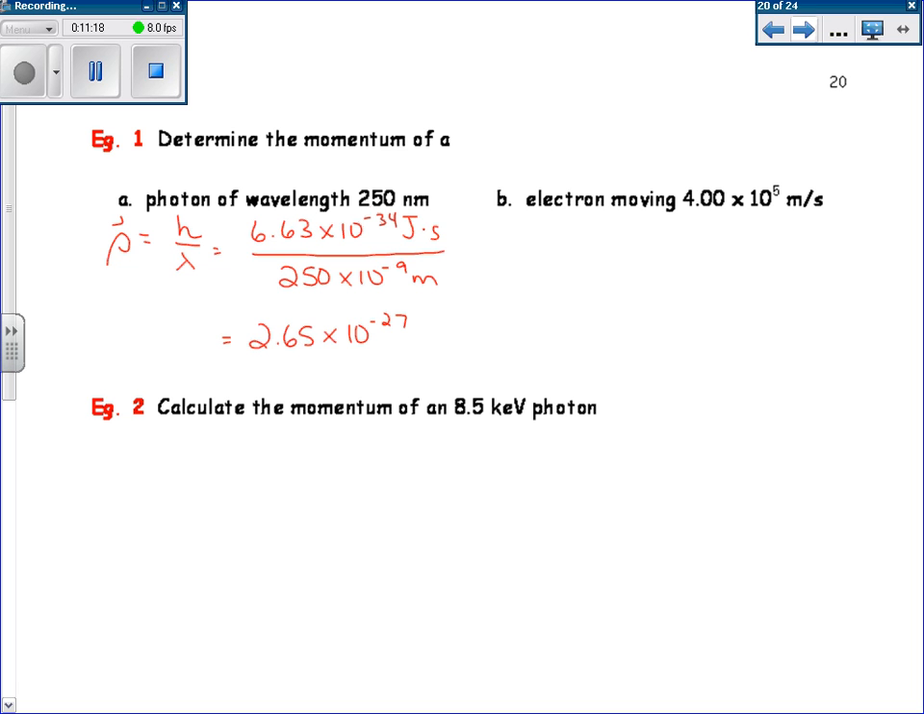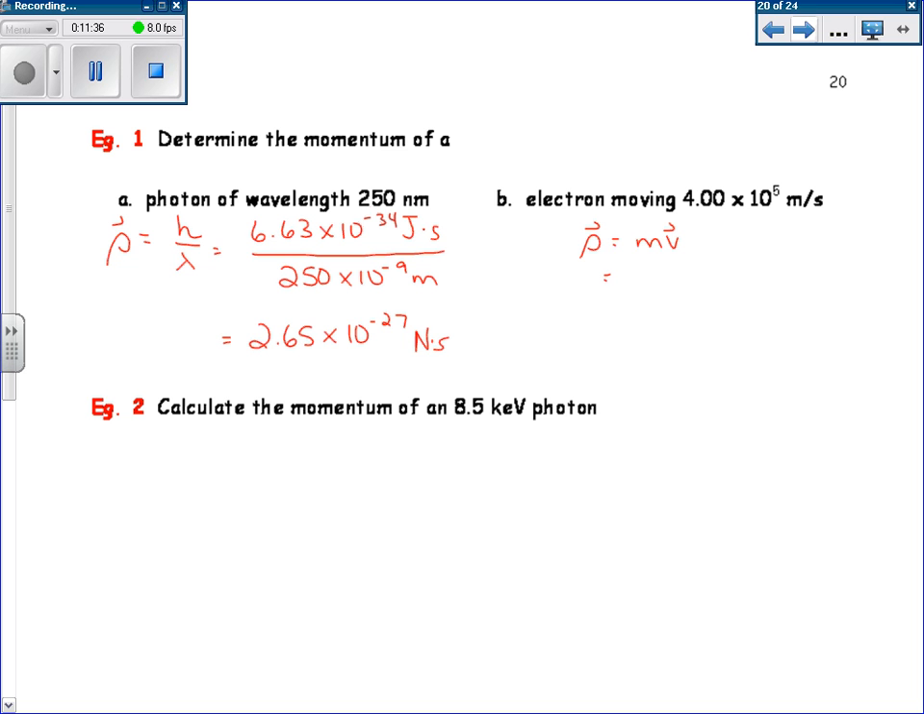And the units here don't matter. You can put kilogram meters per second. Newton seconds for a photon is a little bit more appropriate because a photon does not have a mass. So using kilograms seems a little bit silly, although it's not necessarily incorrect.